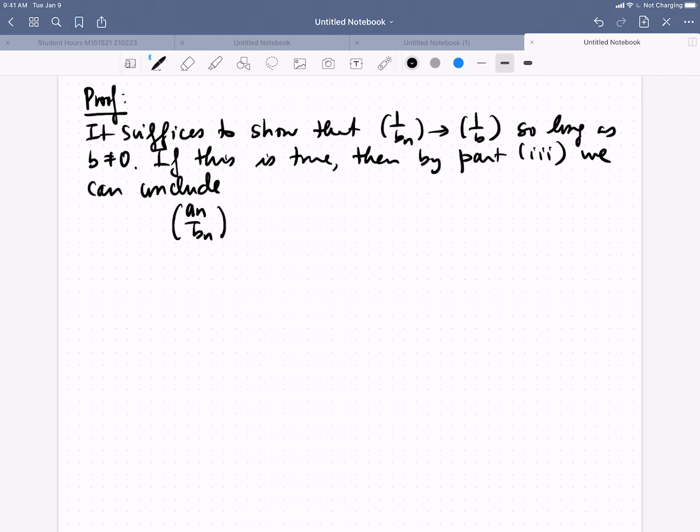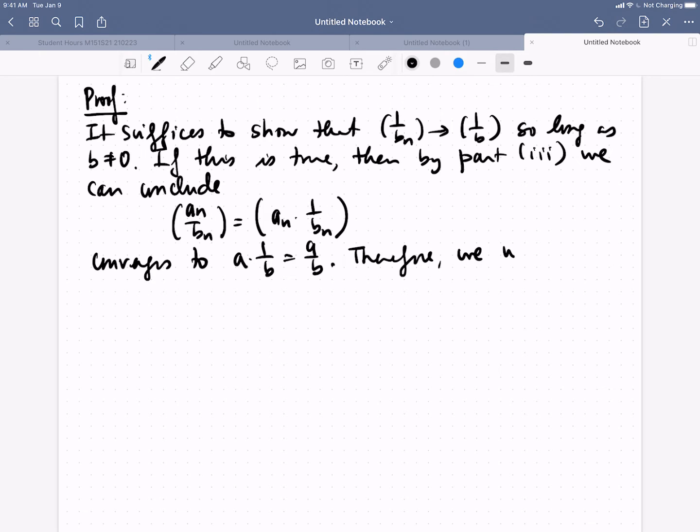An over Bn, which is An times 1 over Bn, converges to A times 1 over B, which is A over B. Therefore, we will prove 1 over Bn converges to 1 over B so long as B is not equal to 0.